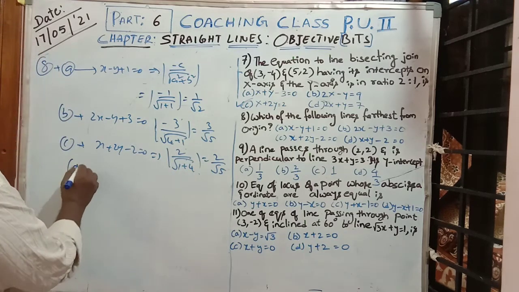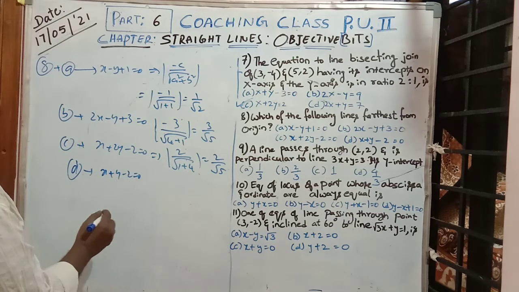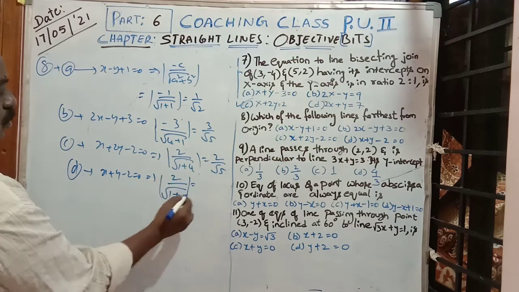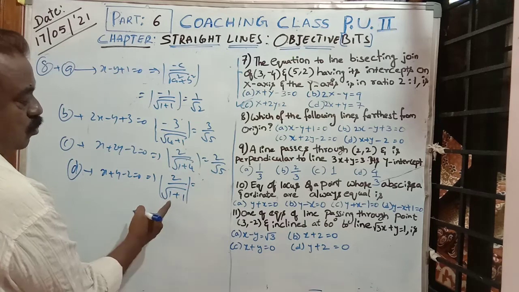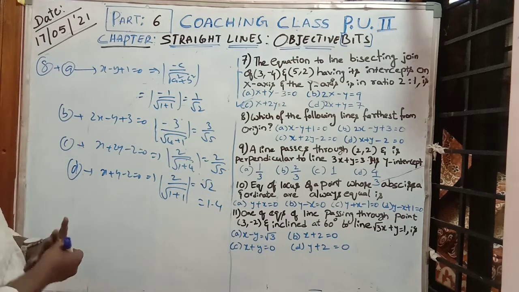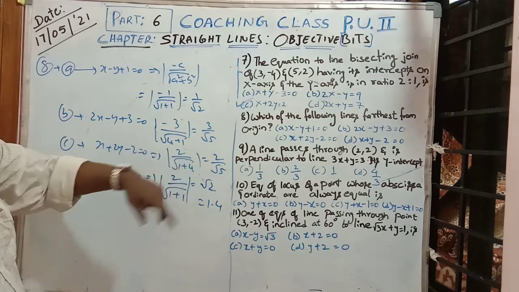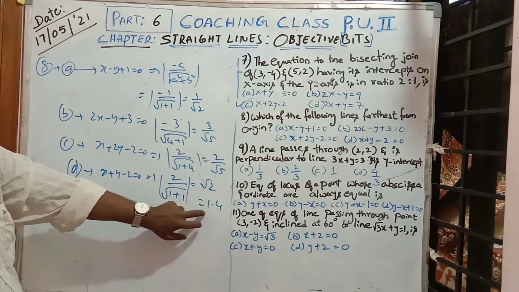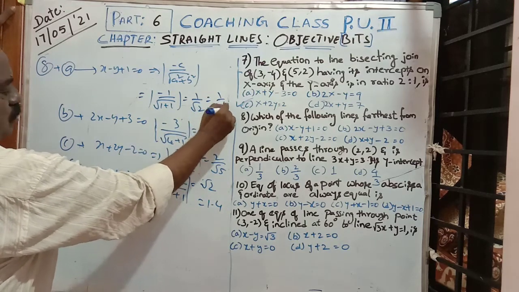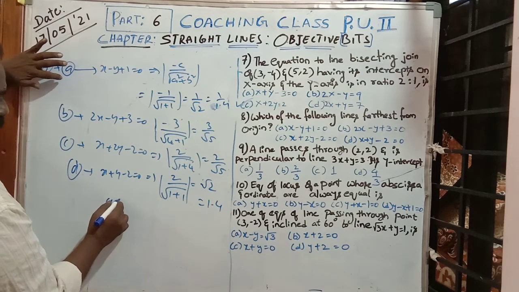And D is x plus y minus 2 equal to 0. That implies 2 by root of 1 plus 1, which is 2 by root 2. This is root 2, and root 2 is about 1.4. But here it is 3 by 2 point something, and here 2 by 2 point something, so these have more distance. Here it is 1 by 1.4. So I think A is the least.